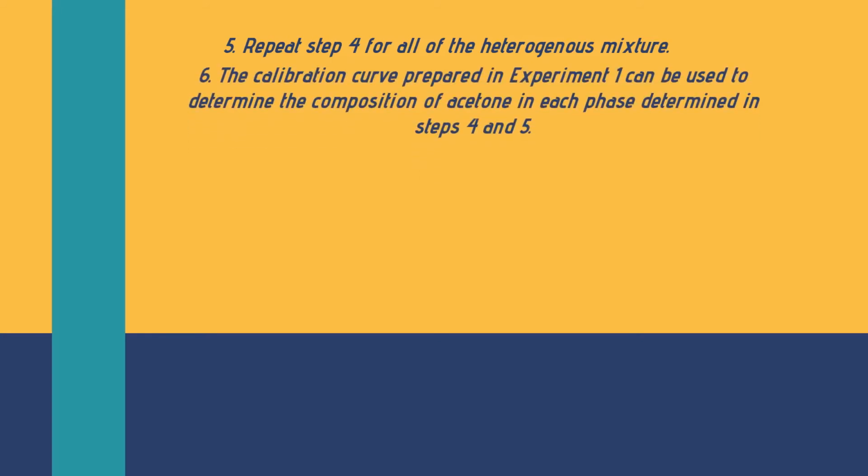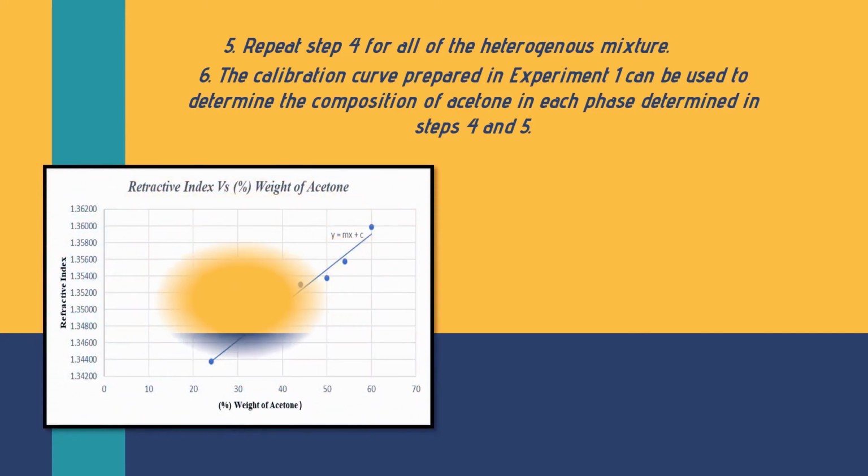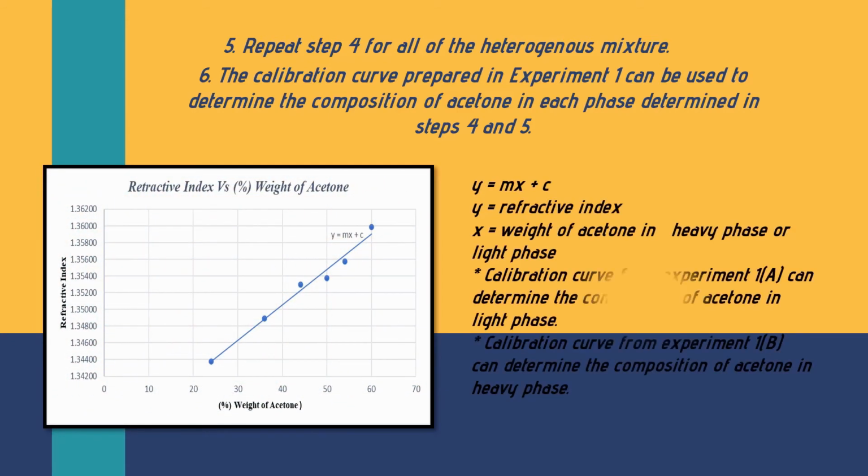The calibration curve prepared in experiment 1 can be used to determine the composition of acetone in each phase determined in step 4 and 5. Y is representing refractive index. X is representing weight of acetone in heavy phase or light phase. The calibration curve for experiment 1A can determine the composition of acetone in light phase, and the calibration curve for experiment 1B can determine the composition of acetone in heavy phase.